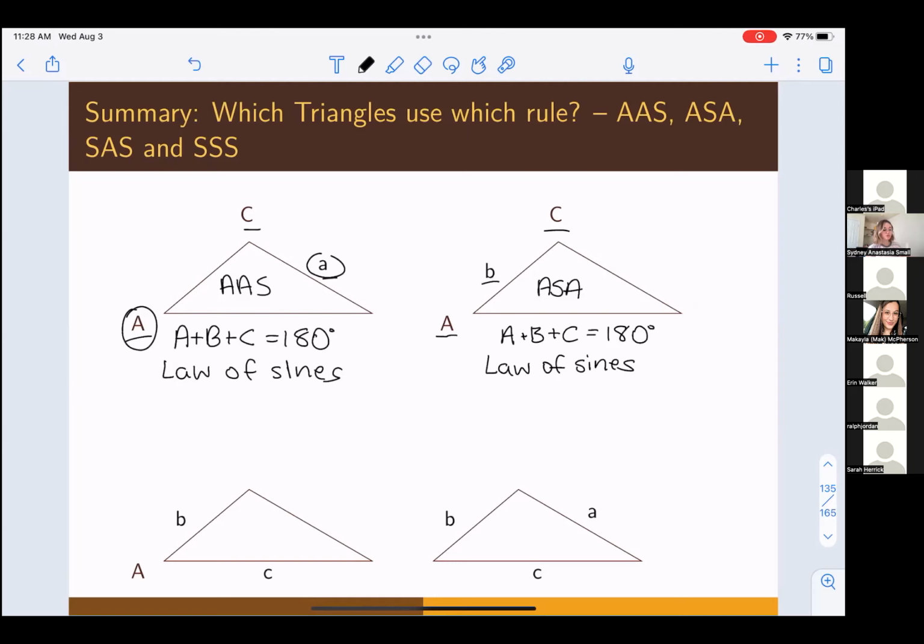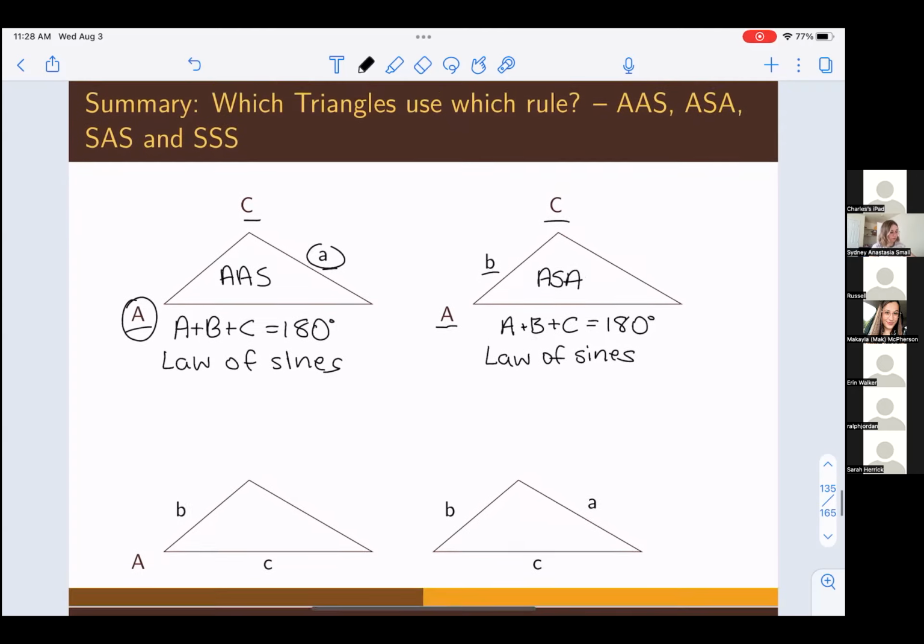Cool. These two top ones are the nicest: angle, angle, side, and angle, side, angle. They only require the law of sines and that knowledge of the sum of degrees of angles. We don't even have to bother with the law of cosines. We don't have to think about, oh no, what if there's multiple solutions? Because that never comes up. We just need to use those two pieces of information.